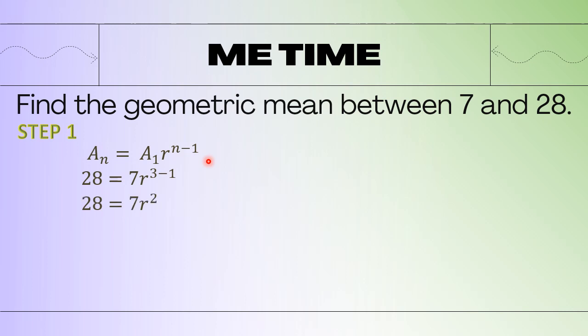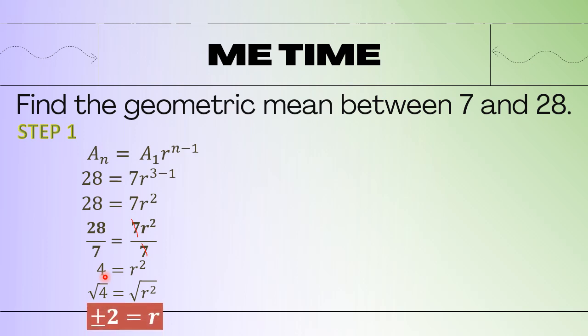Okay, so simplify the exponent first. This would be 3 minus 1, it's 2, and eliminate the numerical coefficient 7 by dividing both sides by 7 to isolate the r squared. So we divide both sides so that we can cancel out 7 here, and the remaining terms would be r squared equals 28 divided by 7, that is 4. And lastly, getting the square root of both sides of the equation, we will have common ratio, or r, positive and negative 2.